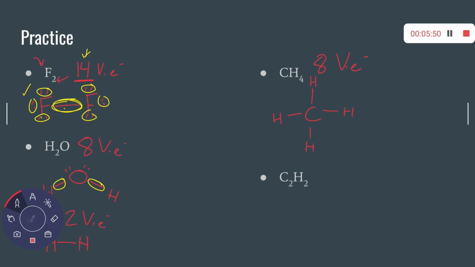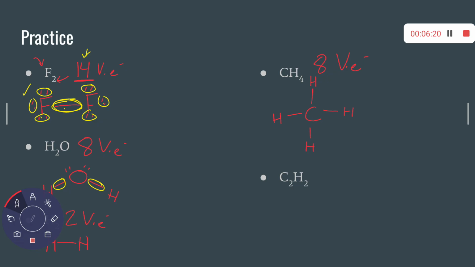Now I count. In this skeleton structure, I have drawn 2, 4, 6, 8 total electrons already. So I can't draw any more lone pairs. I'm stuck at this. But if I look, each hydrogen has 2 electrons around it, which is stable, and this carbon in the middle has 8 electrons around it, which is also stable. So this is the correct Lewis structure for CH4.